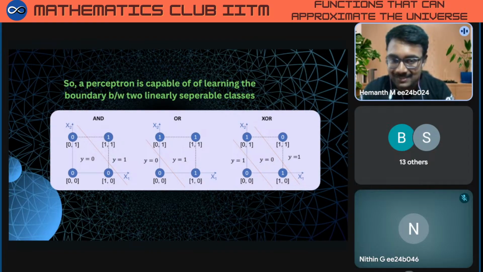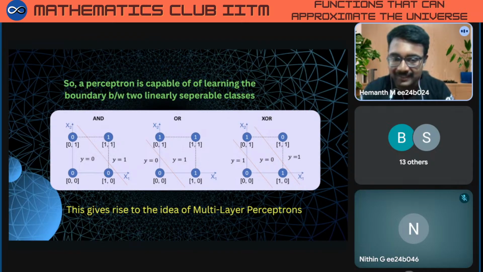Now, that was the reason why we cannot model XOR gate using just one single perceptron. We require at least two perceptrons to model XOR gate. And this gives rise to the idea of multi-layer perceptrons.